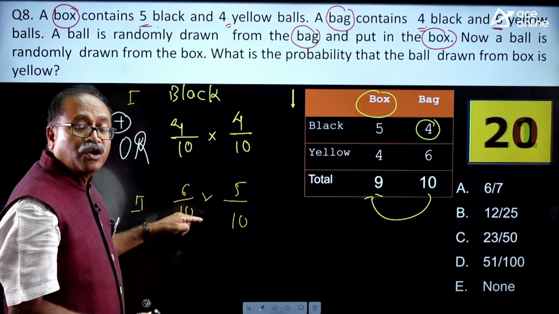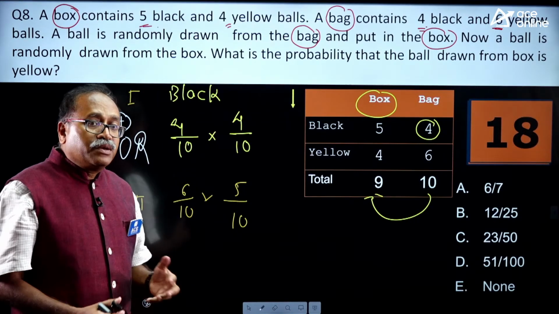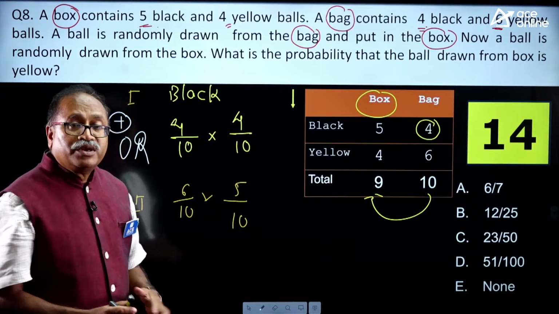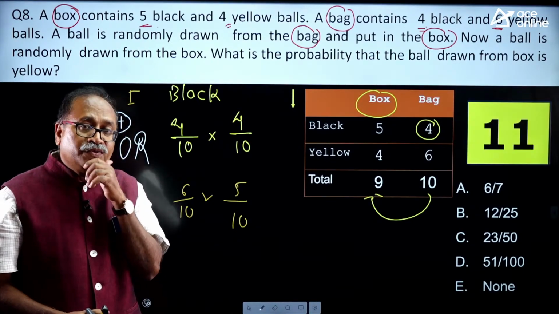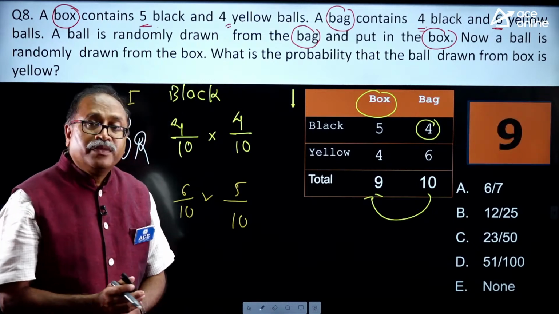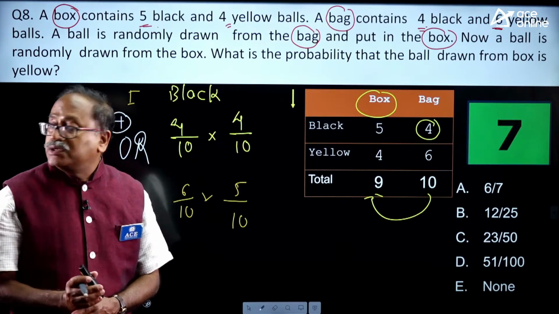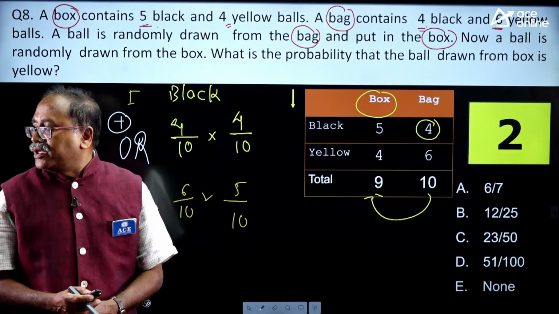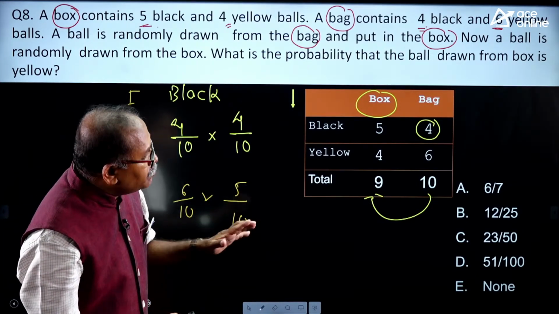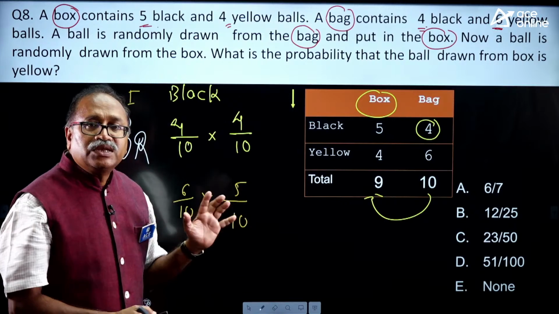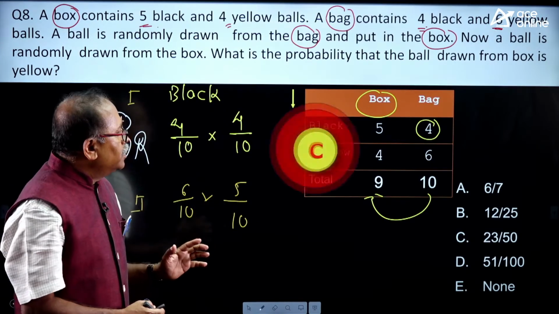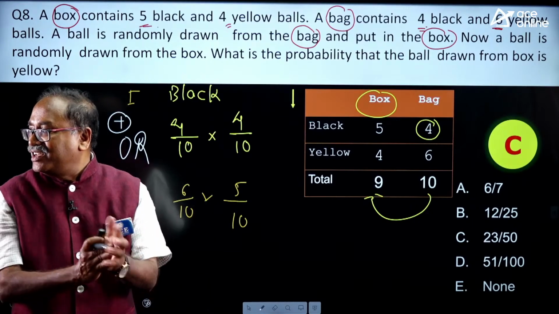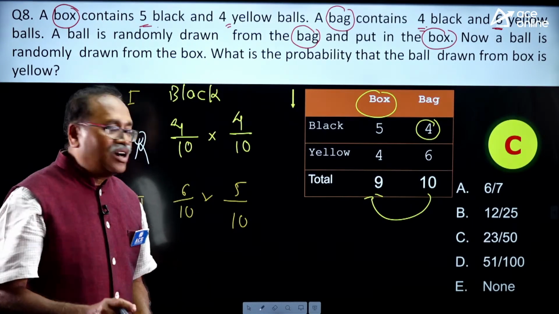Either this or this. If some of you are not comfortable with probability, once again you can watch the video or go through our introductory video on probabilities. And option C, Chinna Rakesh, option C, the time is up. Let me see, option C, 23 by 50. Is that right? Yes, that's right. Chinna Reddy, that's right.